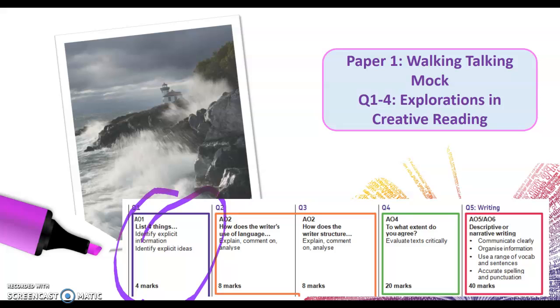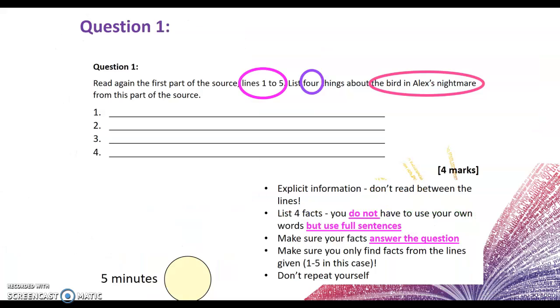Okay, year 11, we're ready to have a go at the reading questions now. So you've got the text all boxed off from the previous video, and you've identified some of the quotations that you want to use in the text, linking them to the questions now that you know what they're going to be asking you on. So question 1, read again the first part of the source from lines 1 to 5.